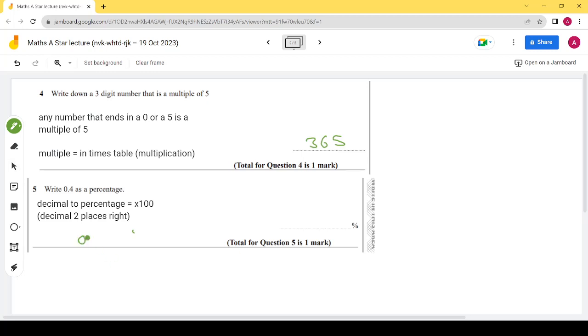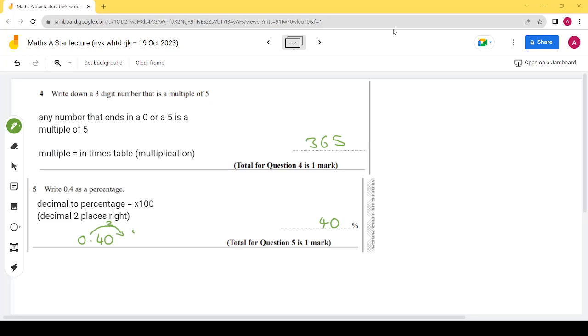So we've got 0.4. Got 2 places. You might think there's only one number there, but that means we can add a 0 as well. After a decimal, after the last digit, you can add zeros, so it'd just be 40%. But as I say, you could just do times 100 on a calculator if you didn't feel comfortable doing that.